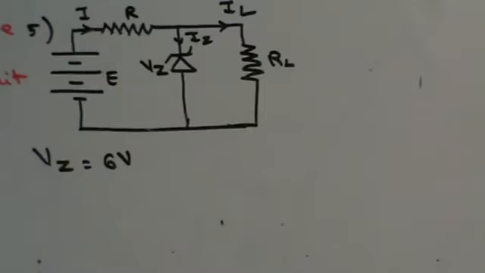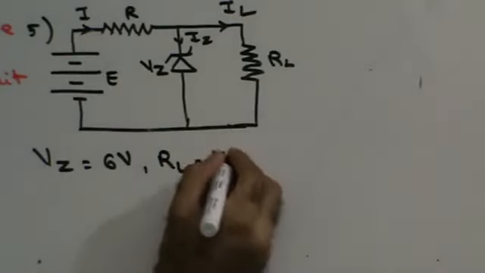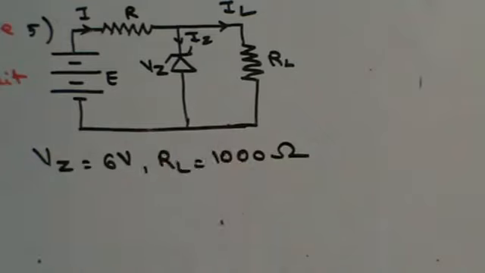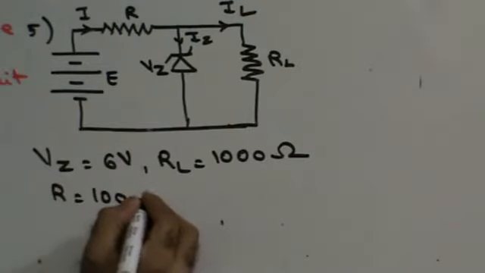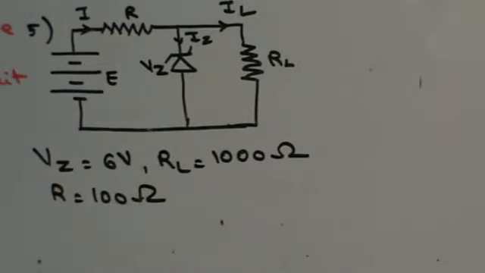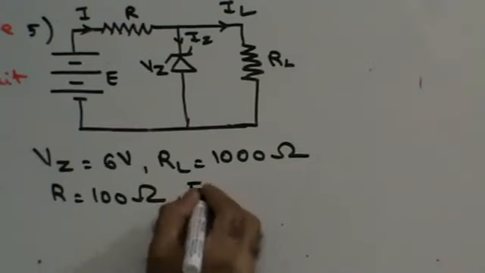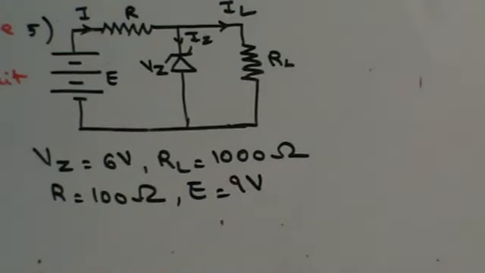Load resistance is 1000 ohms. Series resistance is 100 ohms. EMF is 9 volts. You have to find out the value of the current through the series resistance, Zener diode and load resistance, and you have to find out the power dissipated in the Zener diode.